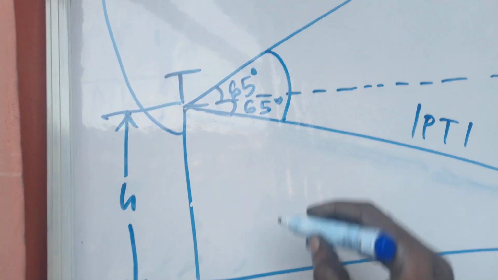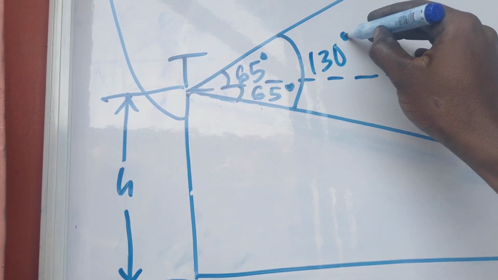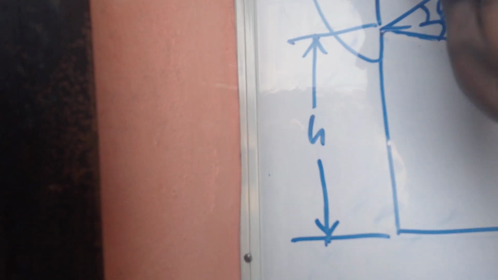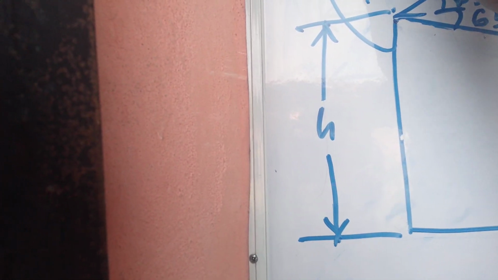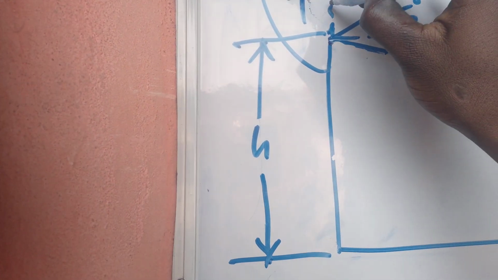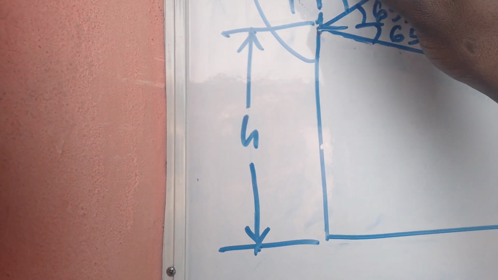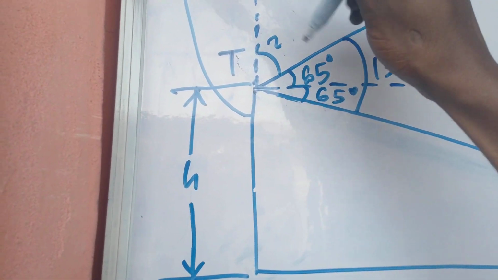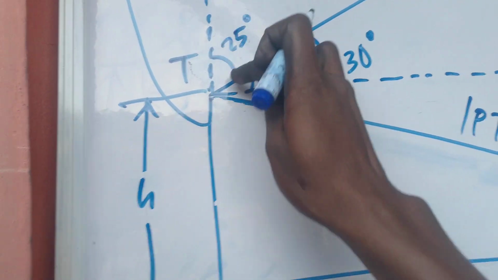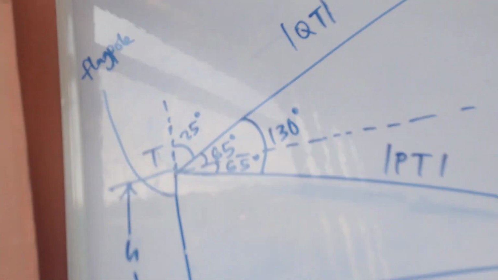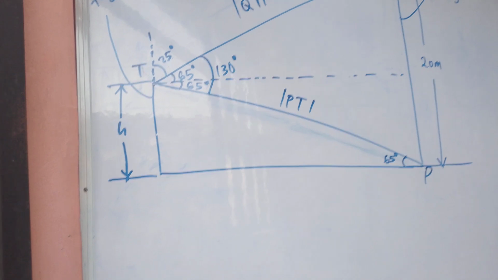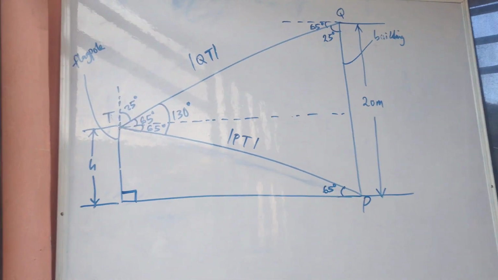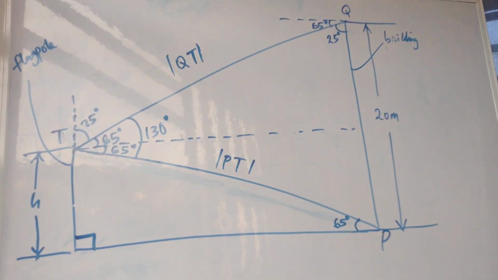So I can then add them. 65 plus 65 will give me 130 degrees. And if this is 25, this will alternate here as 25 degrees. This angle is alternate to this angle, 25, 25. Alright, so I can then say that here is angle 90 degrees.